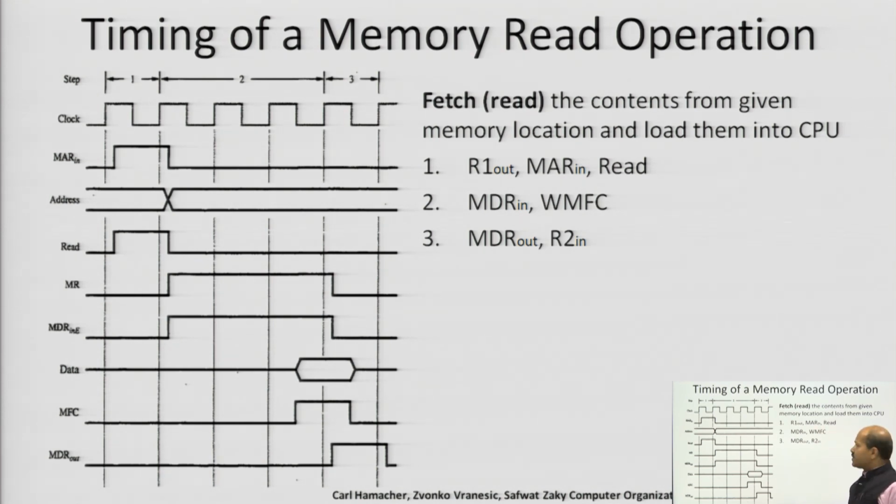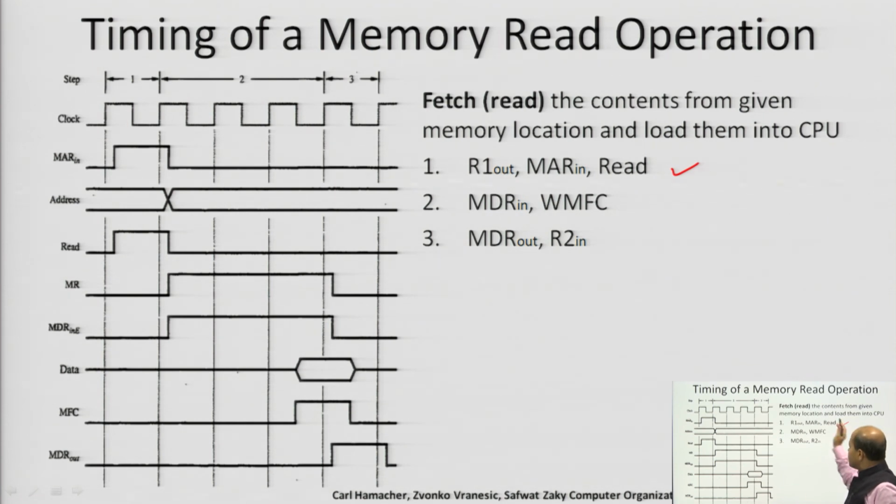So, in the first case the address value will be transferred, R1 out should be enabled and MAR in should be enabled, and the read signal, as we have done in the previous PPT. Next WMFC and MDR in, because the fetch operation is going on and the input gate of MDR should be open, then only the data of memory will be transferred, or the fetch operation will take place.